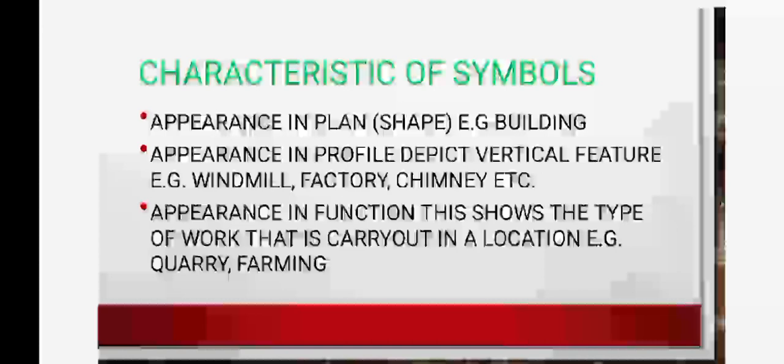We have characteristics of symbols. One, appearance in plan, the shape of the building. On the map we should also have that shape, we should see the building footprint as it is. Appearance in profile, that is, on the map, chimney and windmill. If that locality has a windmill, it should also appear like that on the map. Appearance in function, so this shows the type of work that is carried out in a location. It could be a quarry site, farming, or mining. So it should also be indicated on the map.